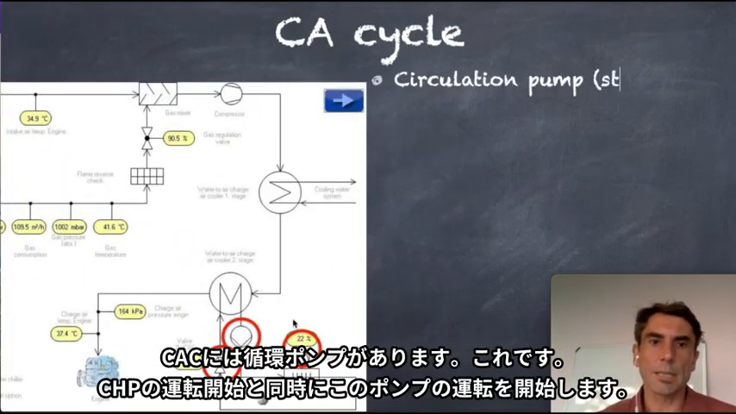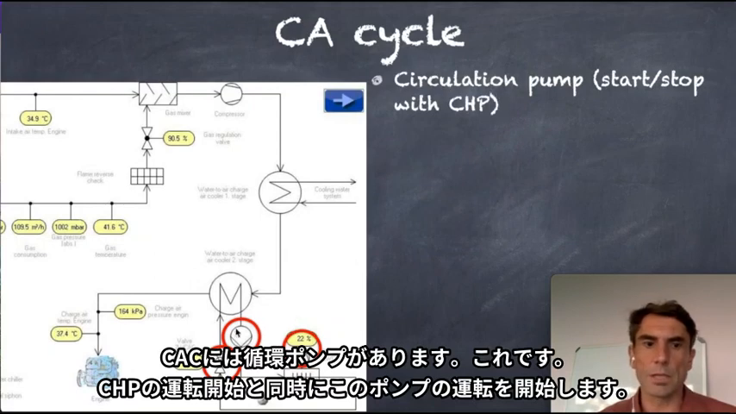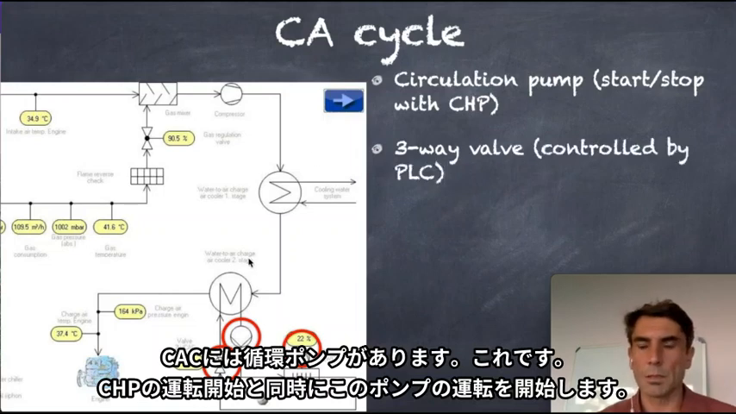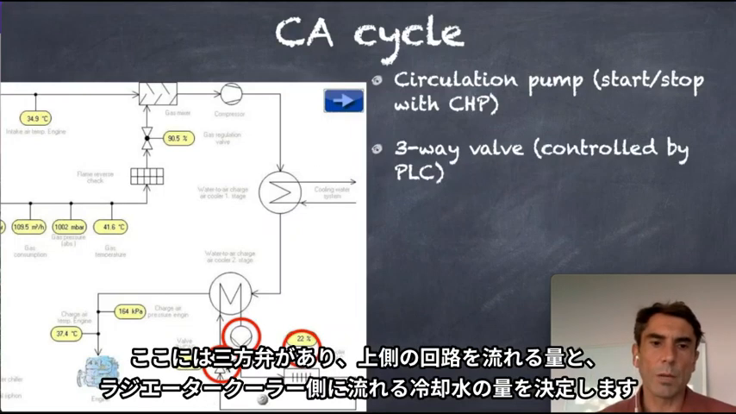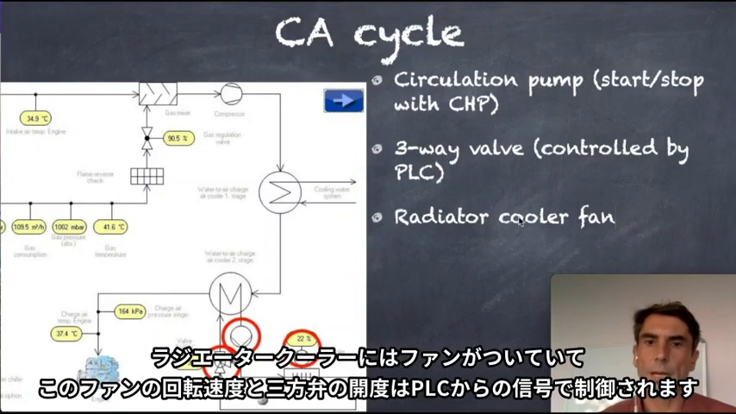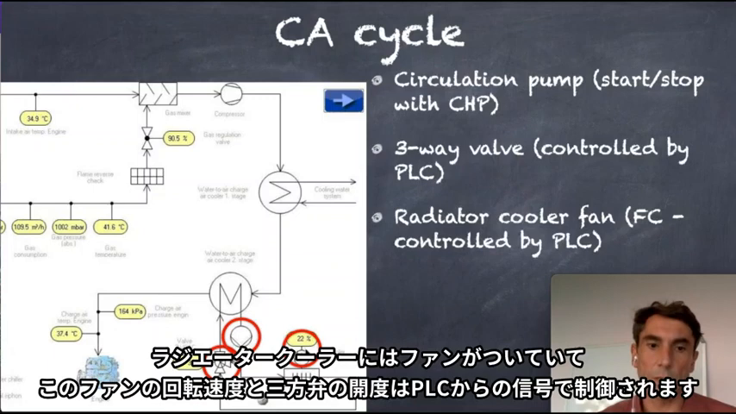So in the charger cycle, we have the circulation pump. That's that one. And this pump starts and stops with the CHP. We have the three-way valve, which can control the circulation through here and how much volume goes through the radiator cooler. And the radiator cooler and radiator fan, the three-way valve and the fan speed will be controlled by the PLC.